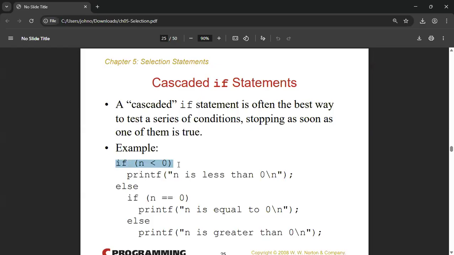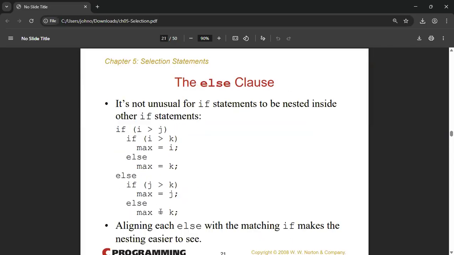So we can say if n is less than 0, else if n is equal to 0, print n is equal to 0. But if it is not less than 0, actually it can be two things. It can be greater than 0 or equal to 0. So we have checked for equality here. Then the next must be greater than 0. So this is what we call cascaded if. From one, we get an else. From that else, we have another if. From there, we have another if. And so we continue that way.